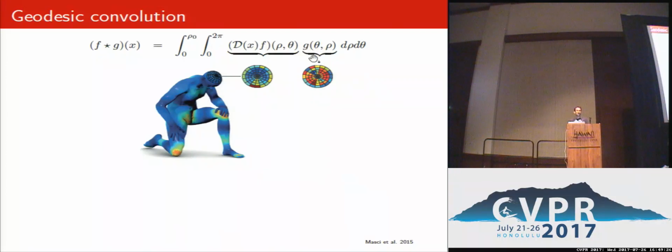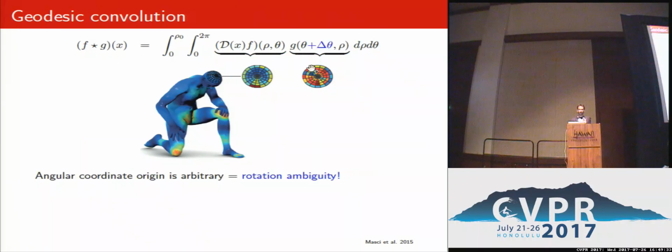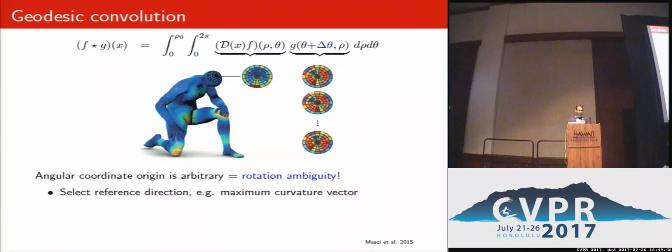You can already notice a problem with this definition, and the problem is that we have rotation ambiguity. We can rotate the filter by some delta t, and there is no immediately clear way to choose which of these orientations to use. There are several solutions to this problem. First of all, we can choose some canonical orientation, for example the maximum curvature direction, as we'll see in the following.